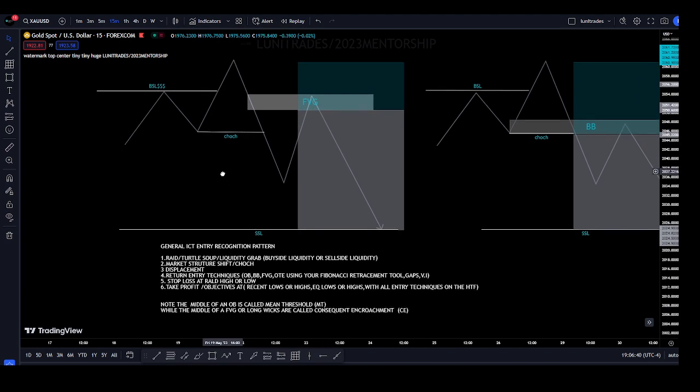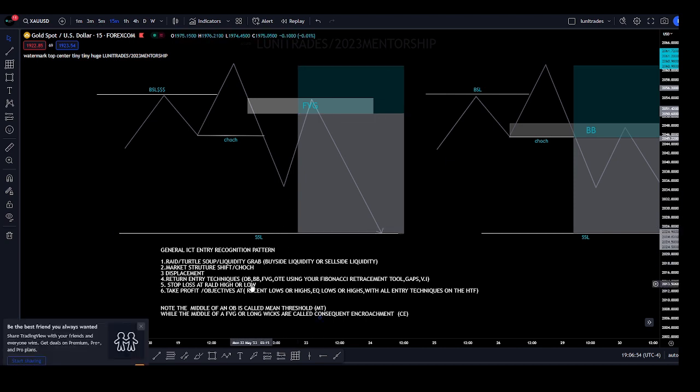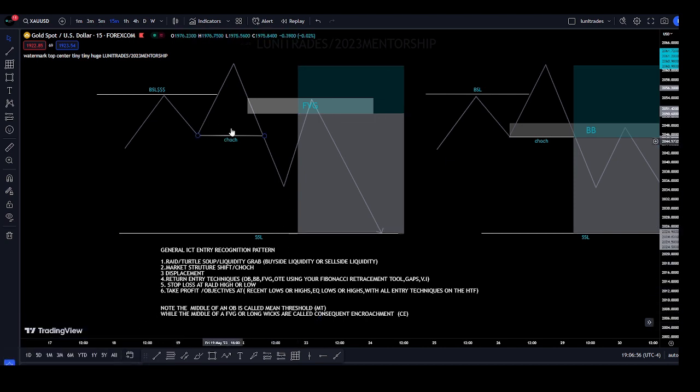Next, your stop loss should be at the top of the raid, which is for the sell trade. If it is for a buy trade, it will be at the bottom. So this is the top of the raid. This is where my stop loss is, as you can see. You understand? That's where your stop loss should be.